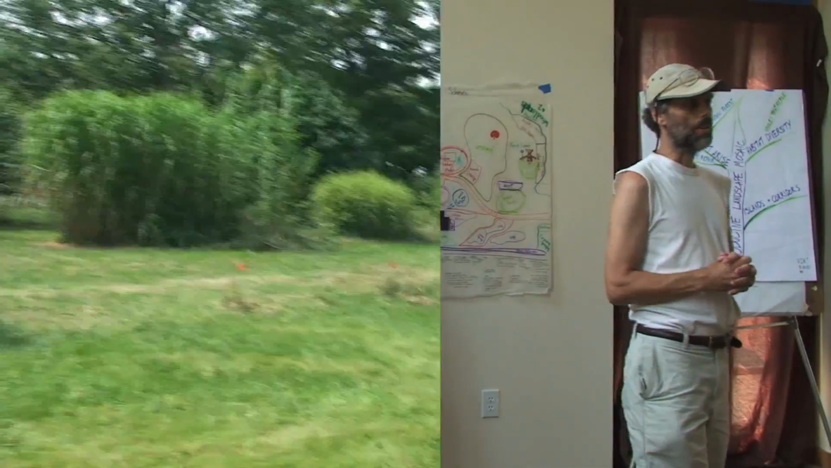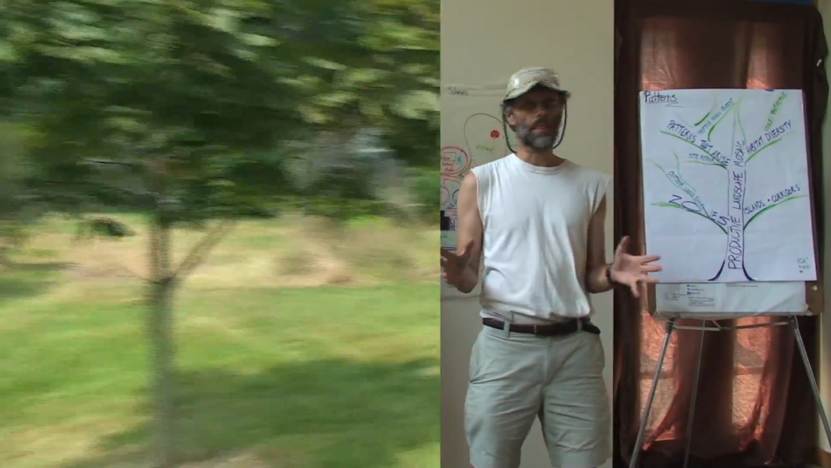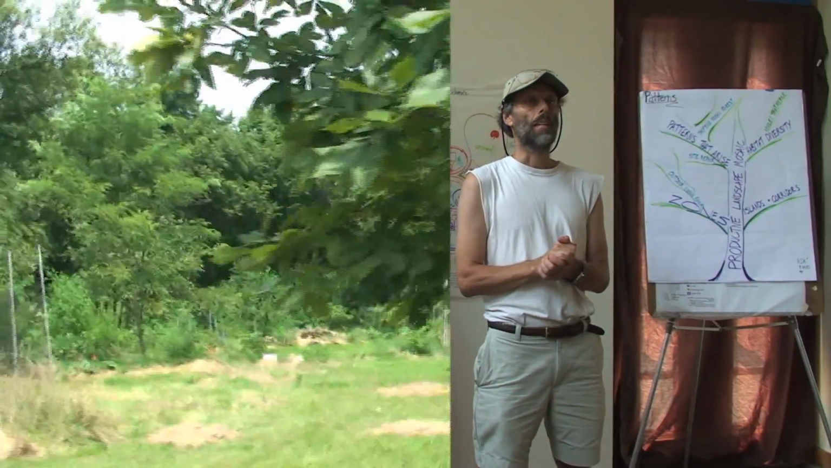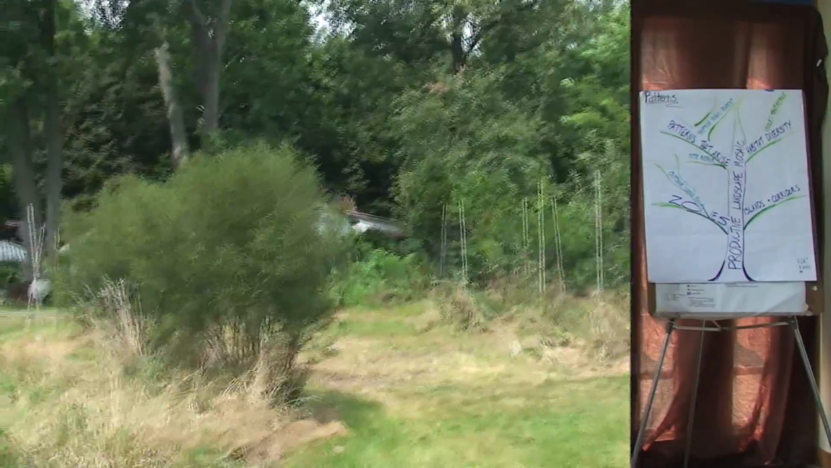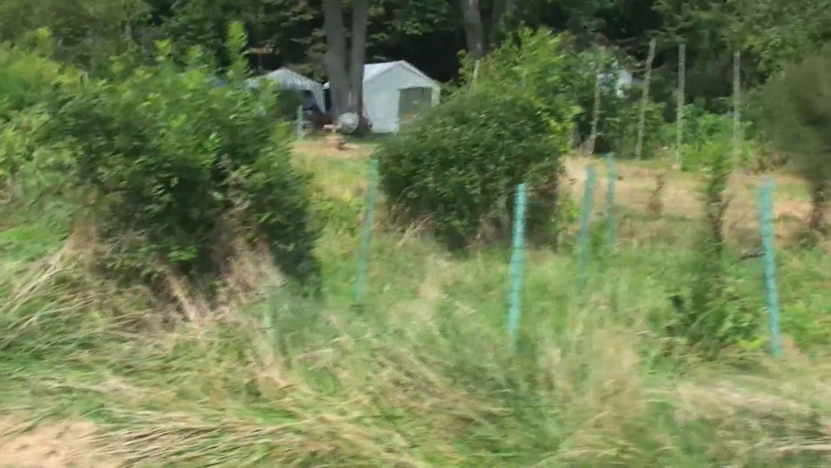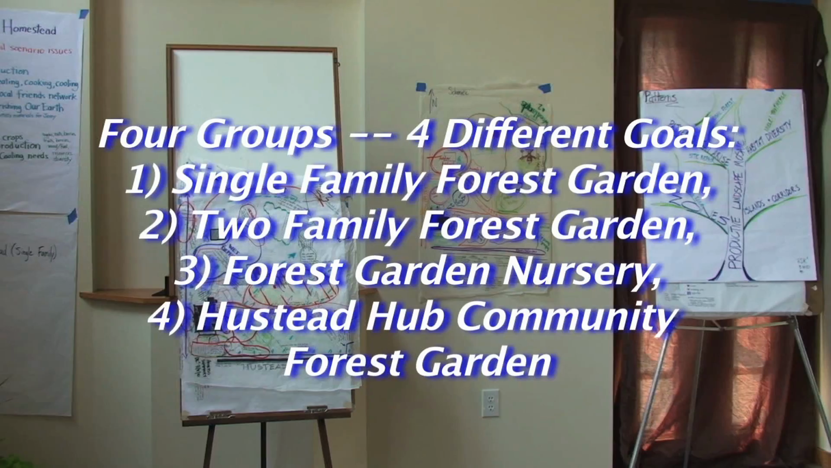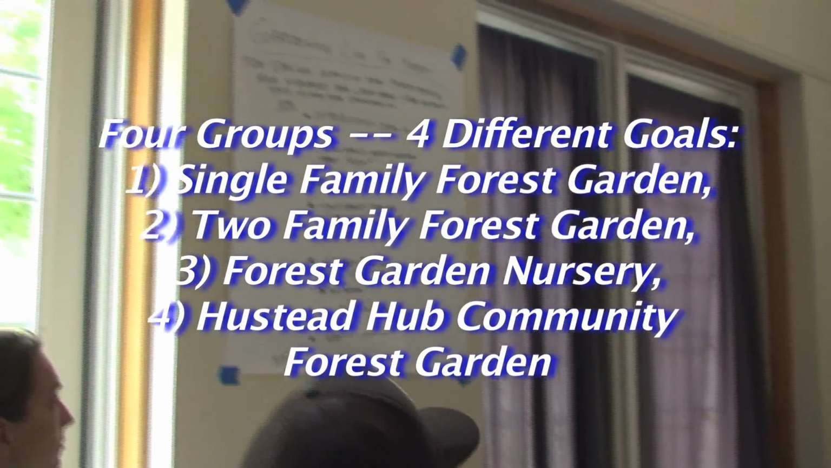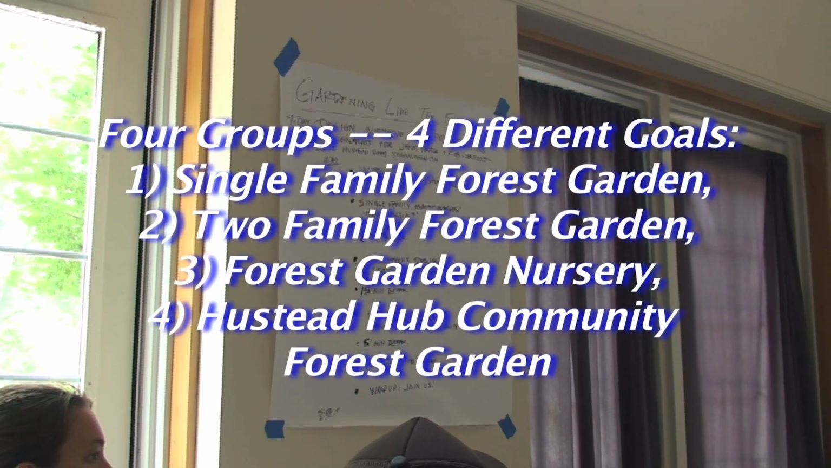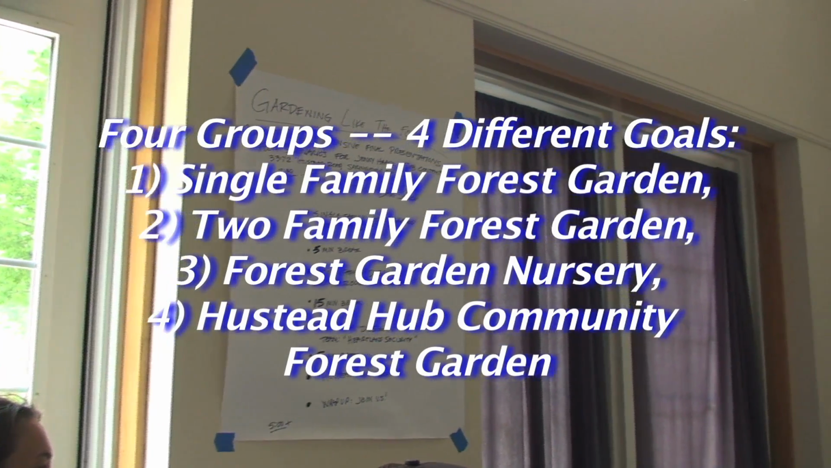We have been going through a process of designing the whole space that's on the base map, and maybe some places around the edges, and looking at site, articulating some goals. You'll hear different goals from different teams because we have different scenarios that we're playing with. These are not necessarily things that Rob and Jenny are going to do. So we're looking at a single-family forest garden, a two-family design, a nursery, and what we call the Hustead Hub, which you'll have to let them explain to you. I don't want to try and explain it to you now. And we articulated goals for each of those, which you'll hear about.